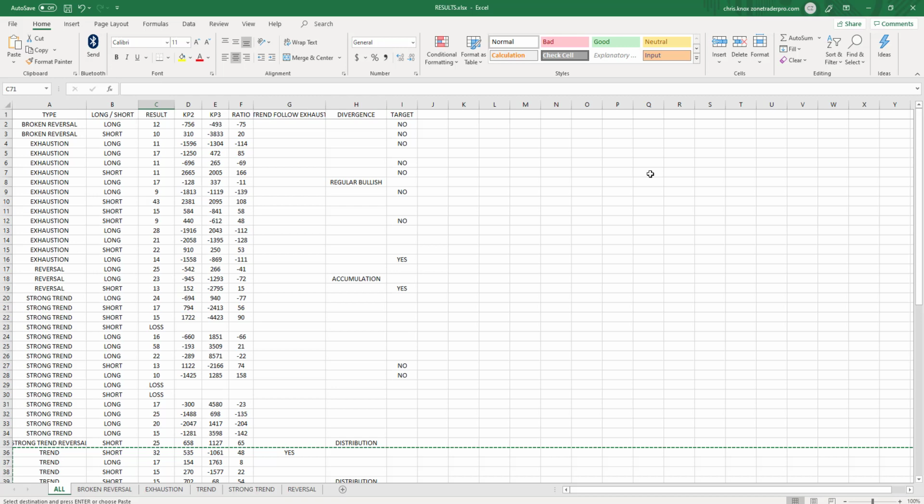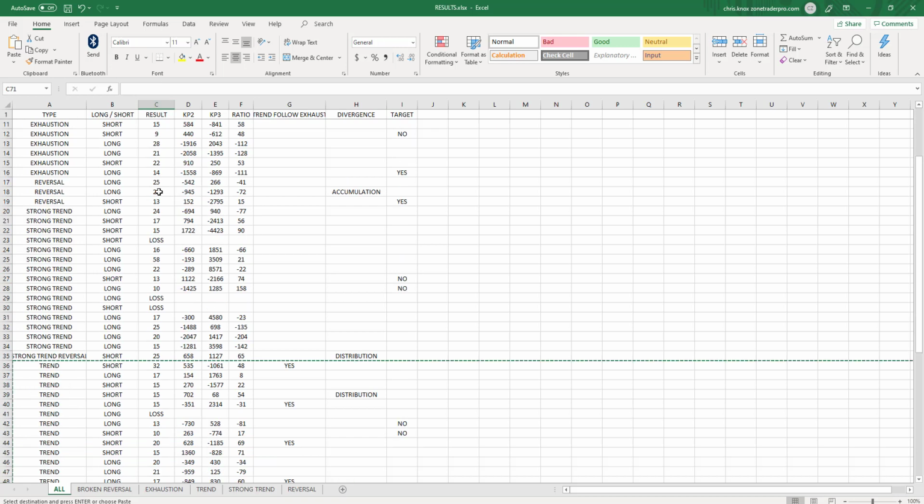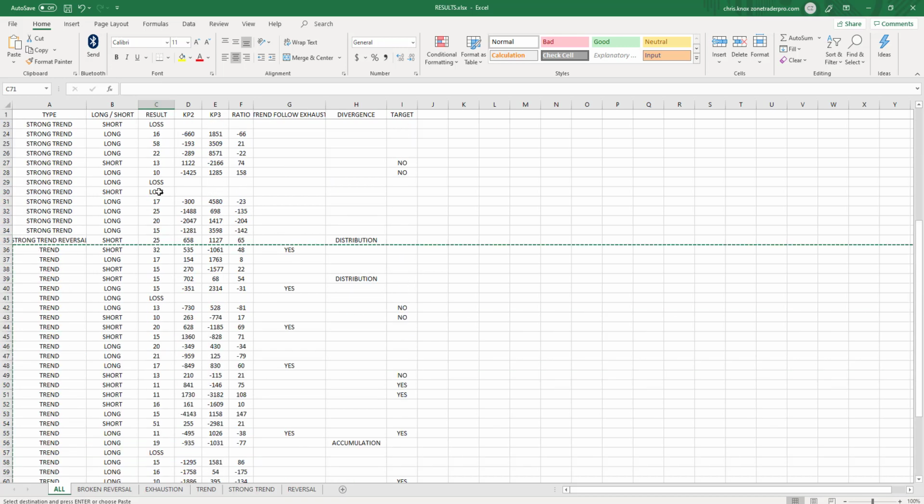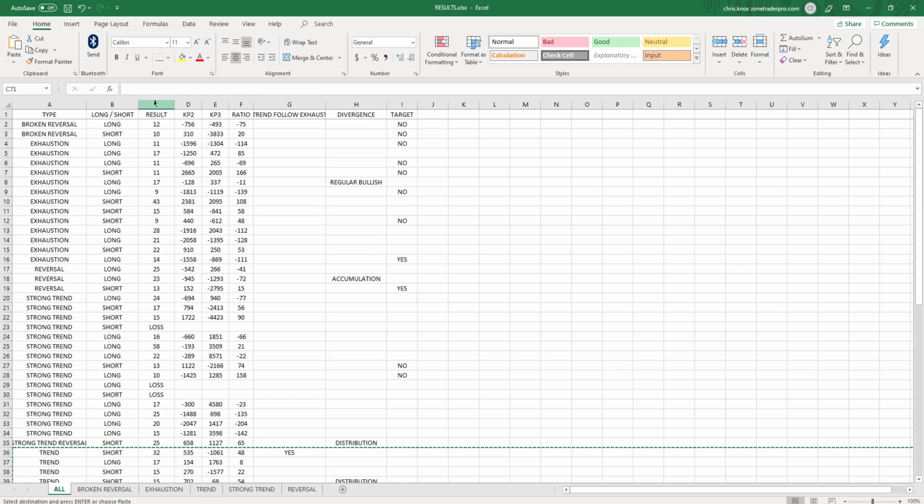Now the next thing I want to do is I want to sort for the result. And we have a total of 68 trades that were logged. When I went back through some of these, I may have taken some off and put some on from the video that I did a few days ago based upon the rules that I want to go by. So I'm now looking at 68 trades instead of 69 from the day before. So I want to sort this now by the result.